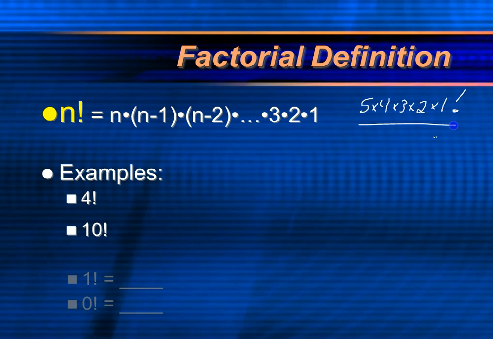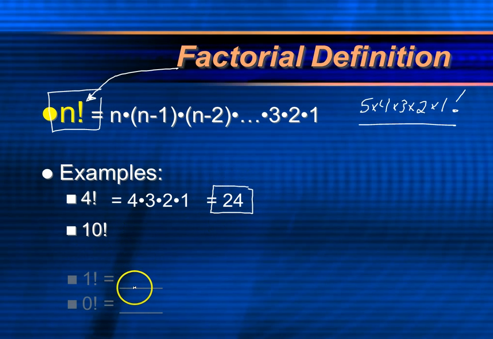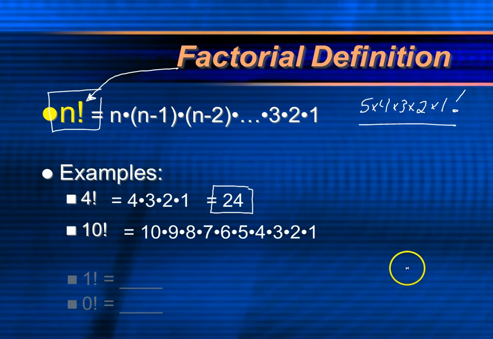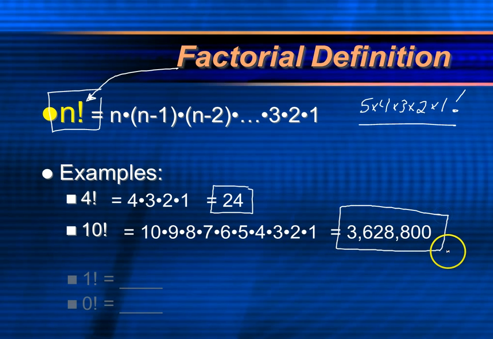Okay, this is called a factorial, where you take a number, put an exclamation point mark, and you multiply down. So 4 factorial would be 4 times 3 times 2 times 1. And if you type that in your calculator, you get 24. So what would 10 factorial be? 10 times 9 times 8 times 7 times 6 times 5 times 4 times 3 times 2 times 1, which is 3,628,800. Okay, so this is our definition for a factorial.